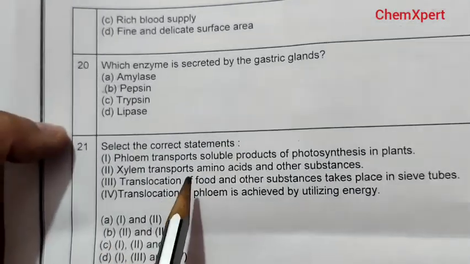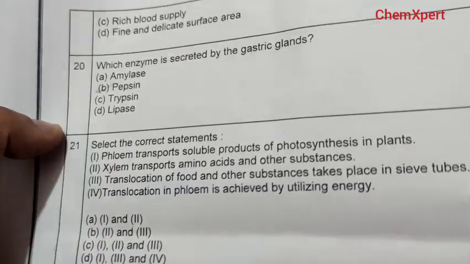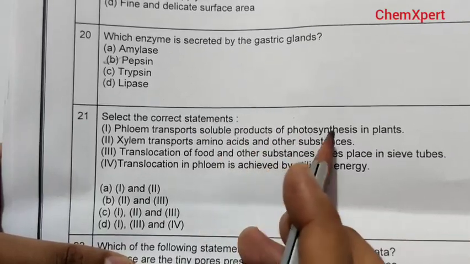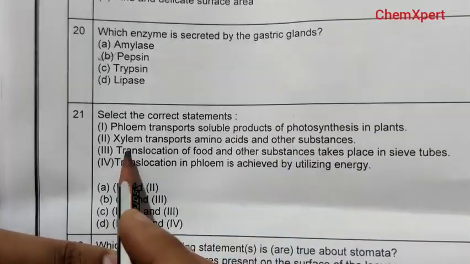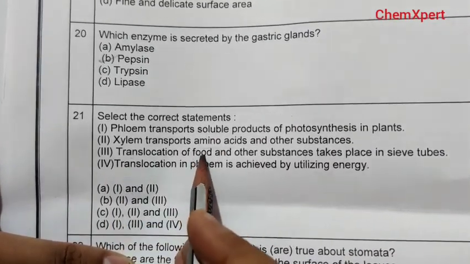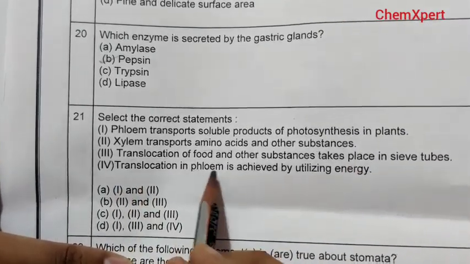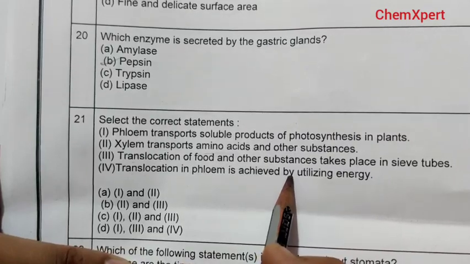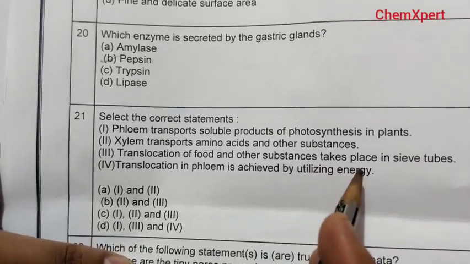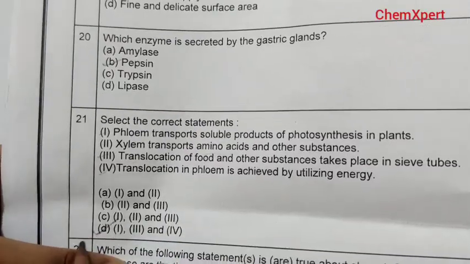Now next is select the correct statement. Phloem and xylem are the transport system in a plant. Phloem transports soluble products of photosynthesis in plants. Yes, this is correct. Xylem transports the amino acid. No, this is incorrect. Translocation of food and other substances takes place in sieve tube. Yes, this is correct. Translocation in phloem is achieved by utilizing energy. Yes, they utilize that ATP in the plant. So options first, second and fourth are the correct ones. So D here is the correct answer.